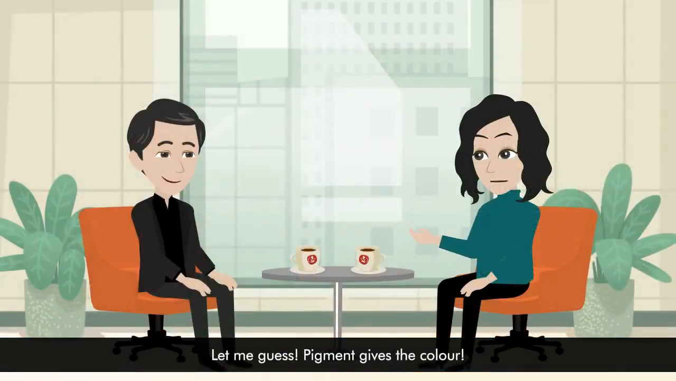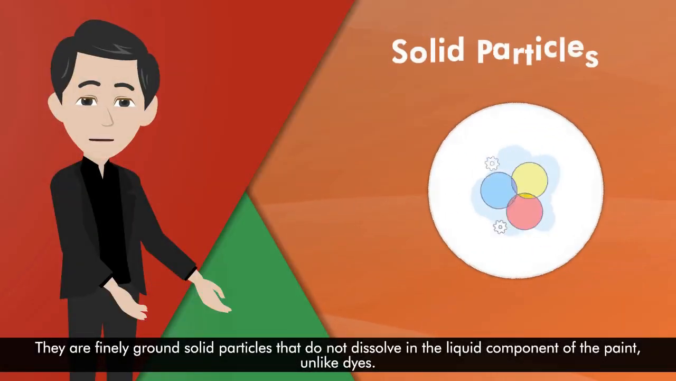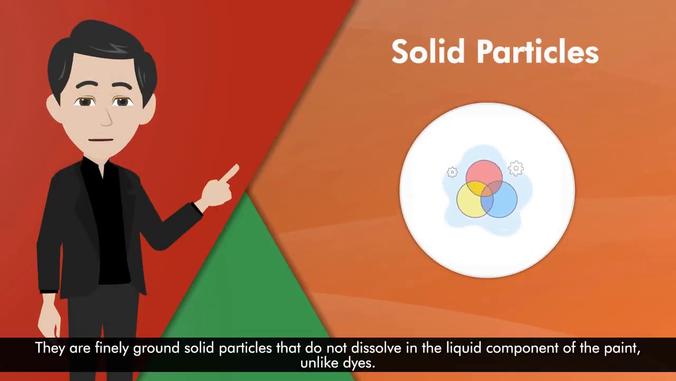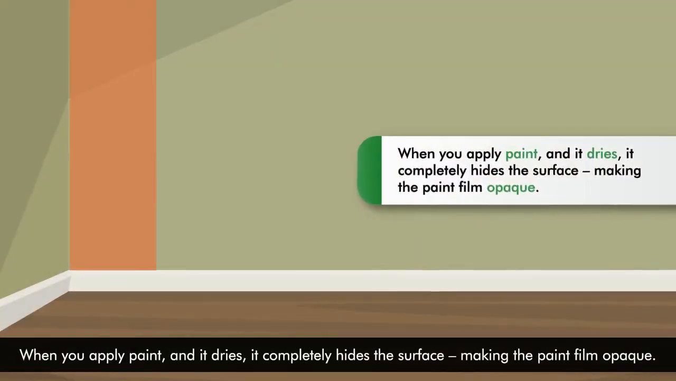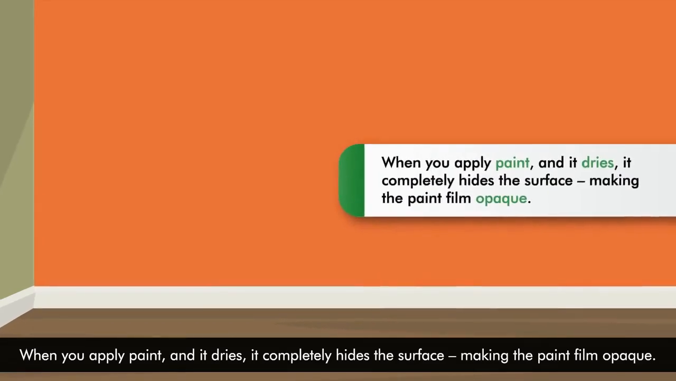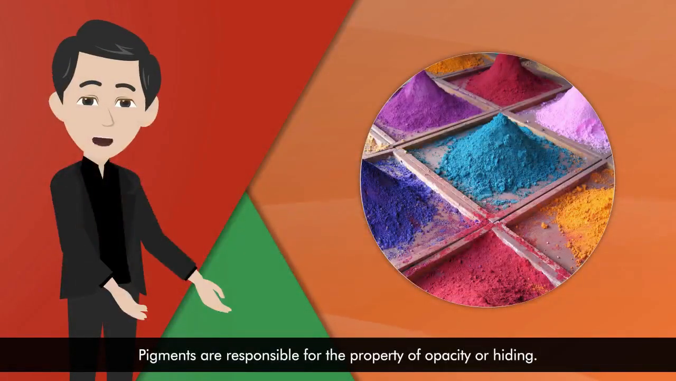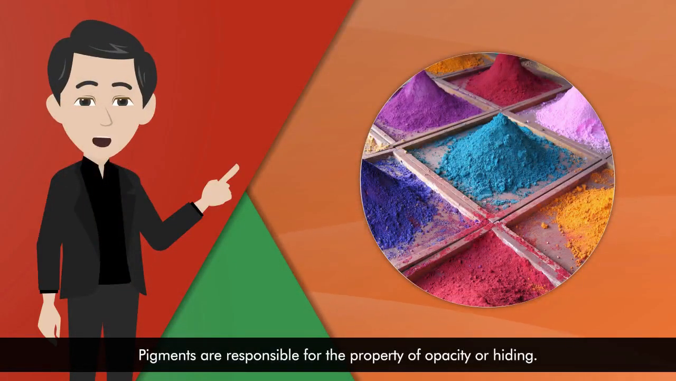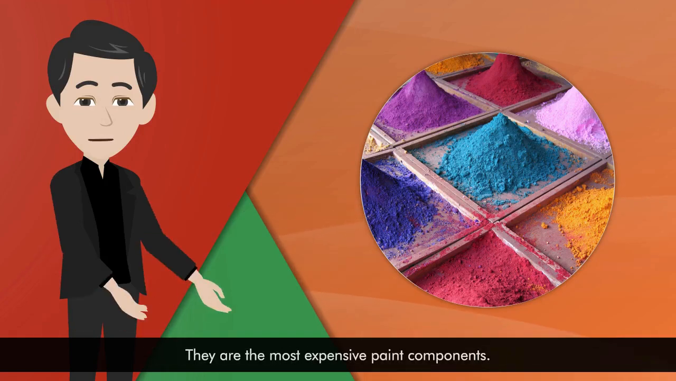Let me guess. Pigment gives the color. Absolutely. Pigments are primarily responsible for color. They are finely ground solid particles that do not dissolve in the liquid component of the paint, unlike dyes. When you apply paint and it dries, it completely hides the surface, making the paint film opaque. Pigments are responsible for the property of opacity or hiding. They are the most expensive paint components.